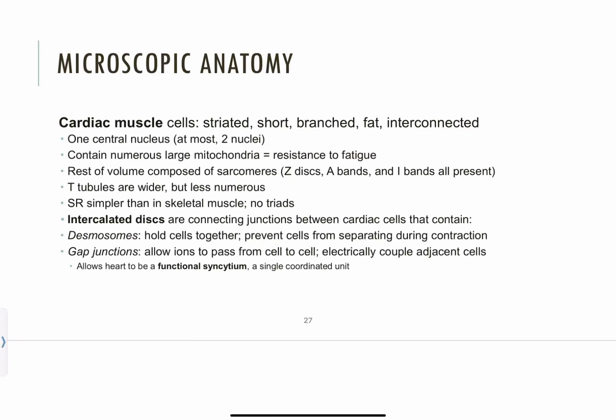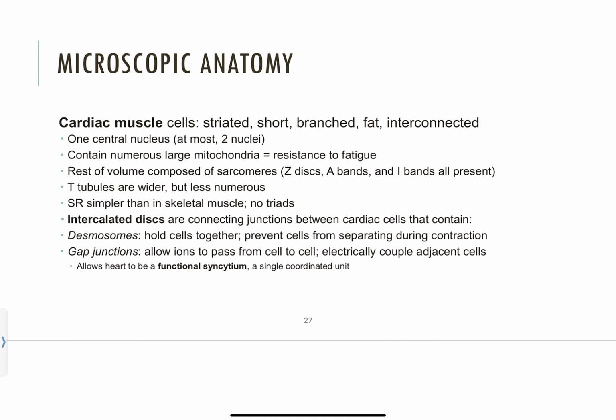So in section 4, we're going to talk a little bit more about the structure of cardiac muscle tissue and compare it to skeletal muscle tissue, which you talked about in A&P1. So cardiac muscle cells are going to be striated. They're short, branched, and interconnected. Typically they have one nucleus, sometimes two. They have huge amounts of really large mitochondria.